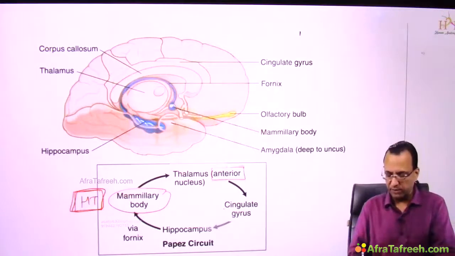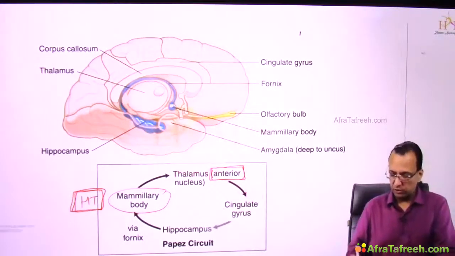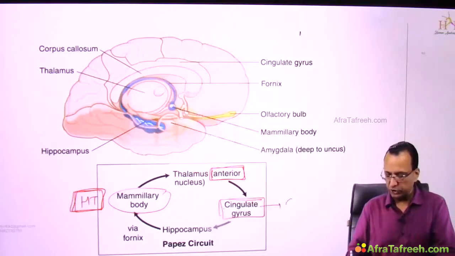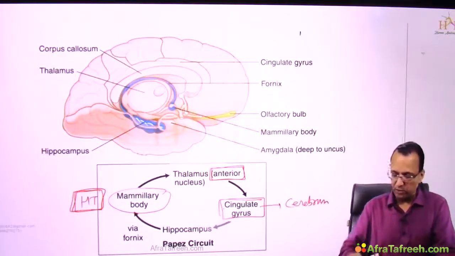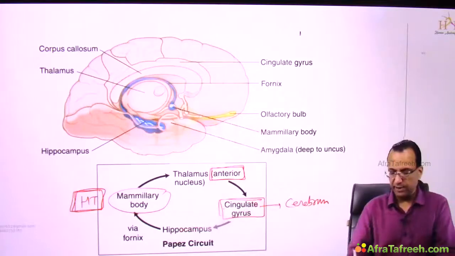And from the anterior nucleus of thalamus, where is it going? To the cerebrum. Which part of cerebrum is it going to? To the cingulate gyrus. Cerebrum, cingulate gyrus. And from there, where is it going? It is a circuit, it has to complete. It will come back to the hippocampus. Where is cingulate gyrus? Here, cingulate gyrus. This is cingulate gyrus.